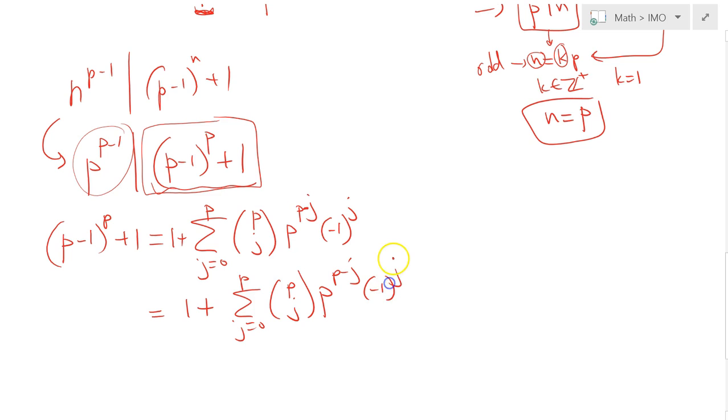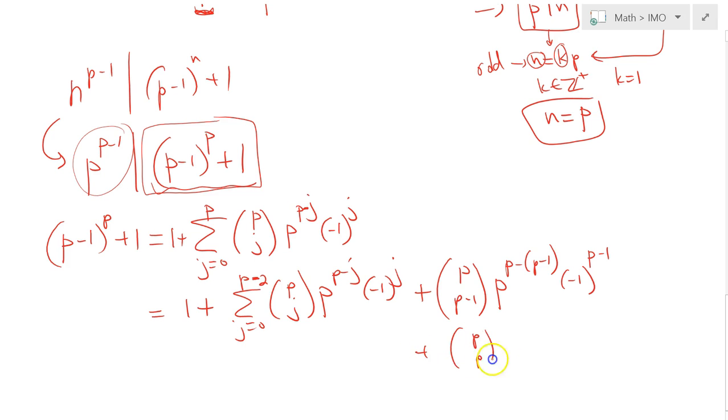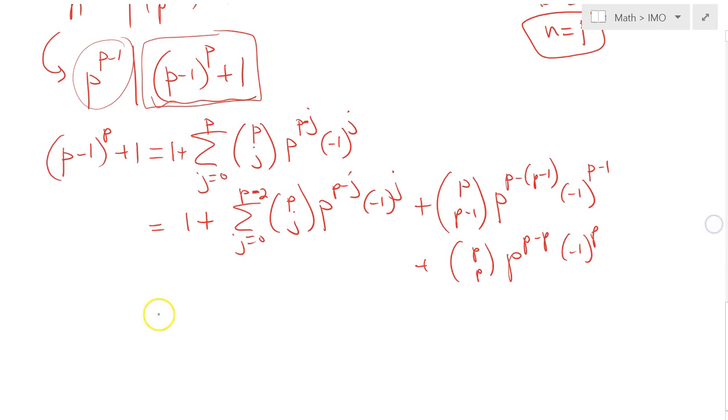j. Again, so let's keep this one intact, except that I will stop at p minus 2. So I will plug in p minus 1 and p separately. If I plug in p minus 1, that would give me p choose p minus 1, p raised to the power p minus 1, minus 1 to the power p minus 1, plus finally p choose p, p to the power p minus 1 raised to the power p. So the 1 plus the summation sign would remain, minus 1 to the power j, j equals from 0 to p minus 2.